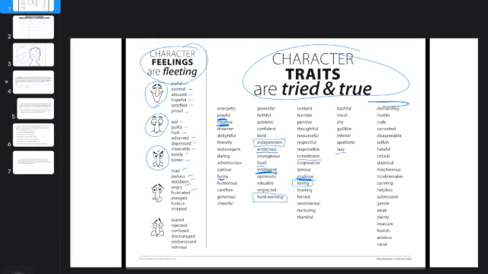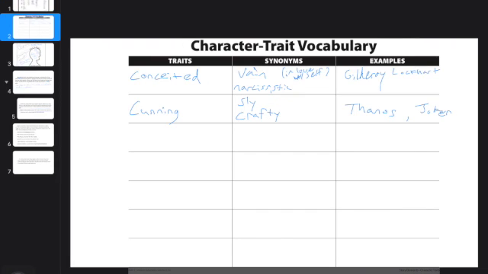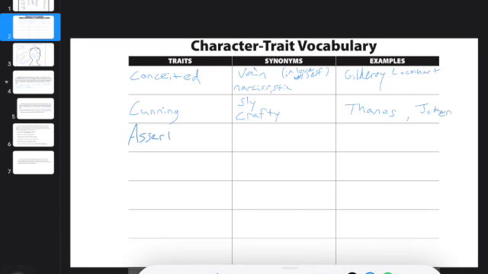So I'm going to go over a couple more traits here in our list that we looked at yesterday. We looked at the word cunning, and we looked at conceited. And I want to take a second to look at a couple more. The first one, I was looking at a list of words that I wanted to go over with you guys, and I wanted to go over assertive. Has anybody ever heard that word before? Assertive. He's a very assertive person.